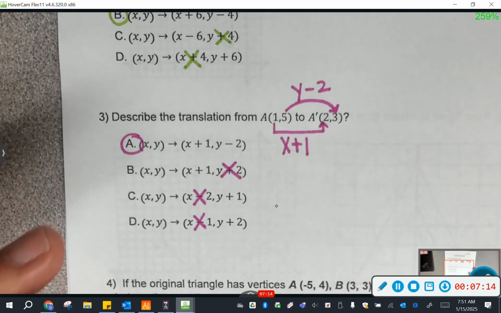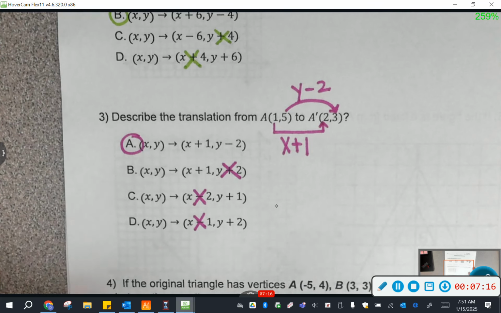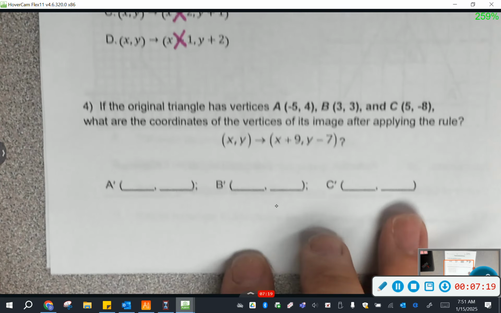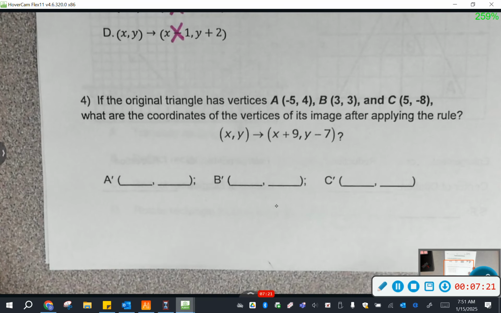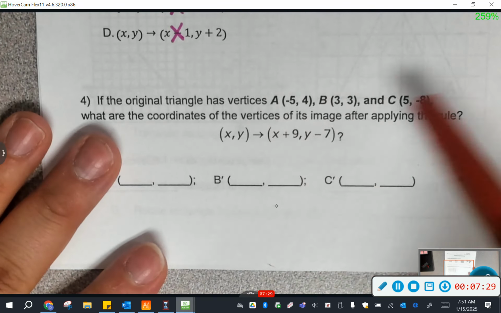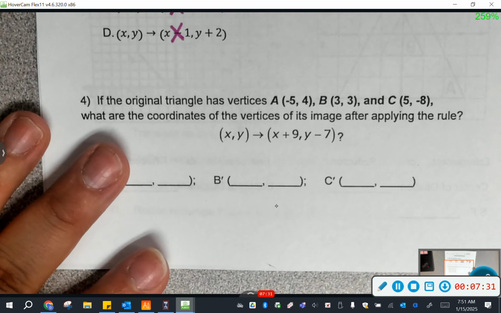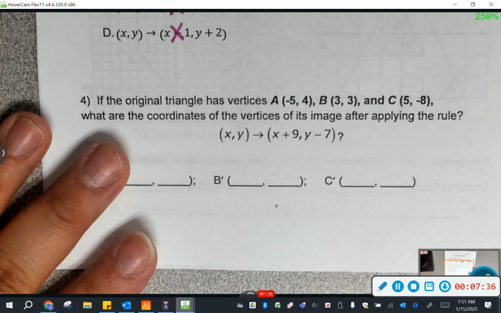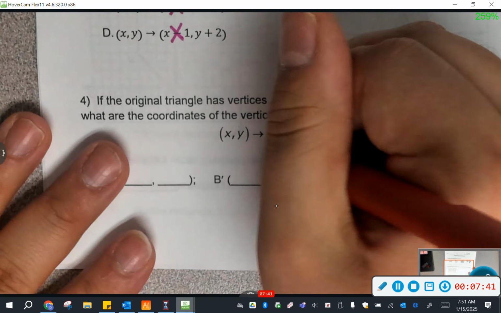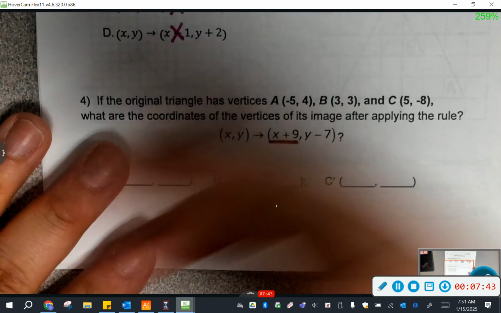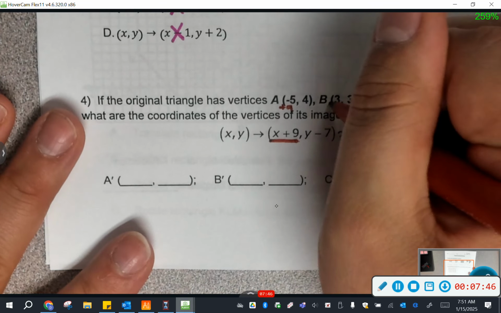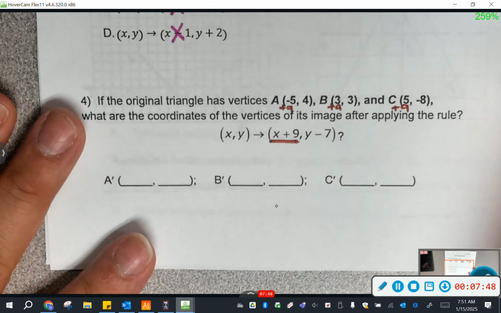Write this down, please. This next question is one of the questions that is not multiple choice. It looks honestly exactly like this, maybe different numbers. It says if the original triangle has vertices A, B, and C, what are the coordinates of the vertices of its image if you apply this rule? What is this rule telling me to do? Add 9 to what? So I'm going to add 9 to all of these X's here.